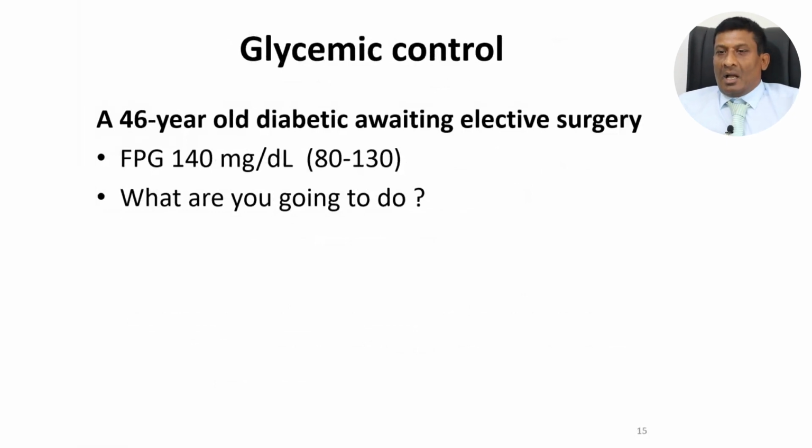A 46-year-old diabetic is awaiting an elective surgery, and his fasting plasma glucose is 140, just above the accepted target level for good control. What are you going to do here? I will give you a few seconds to think.